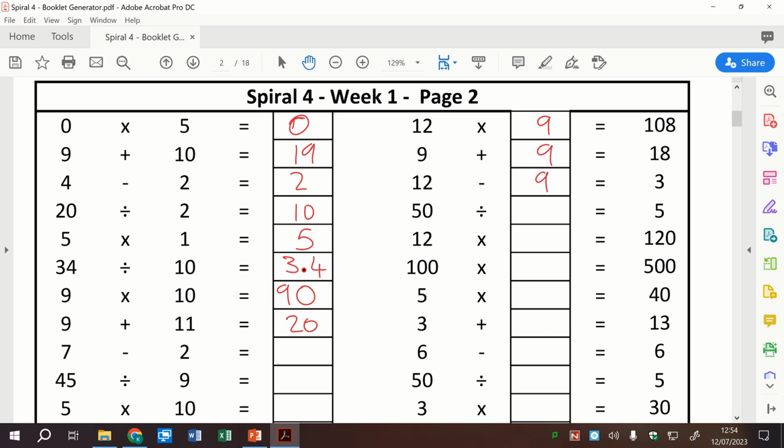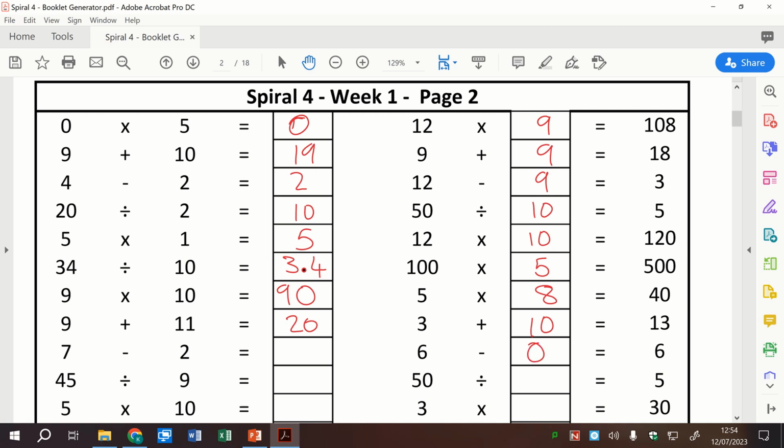All right. So 50 divided by something equals 5. Okay, well, I know that's 10. 12 times something equals 120. All right, and that's 10 as well. Okay. So 100 times something is 500. Well, the clue's in the 500, isn't it? 5 times something equals 40. That's 8. 3 plus something equals 13, so that's 10. 6 take away something equals 6, so I'll have to take nothing away.